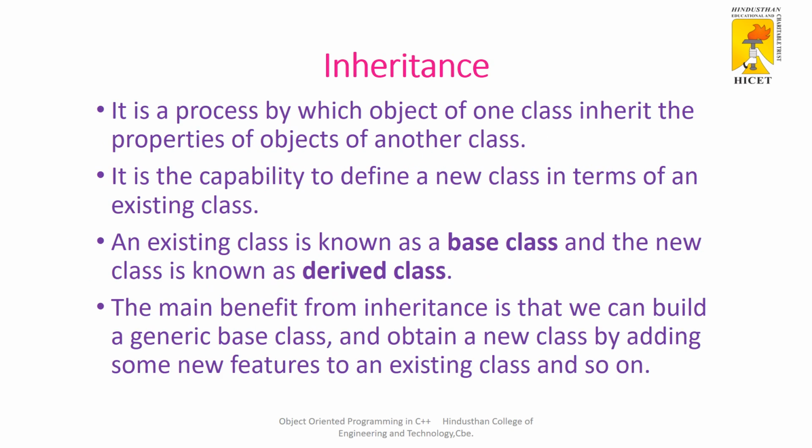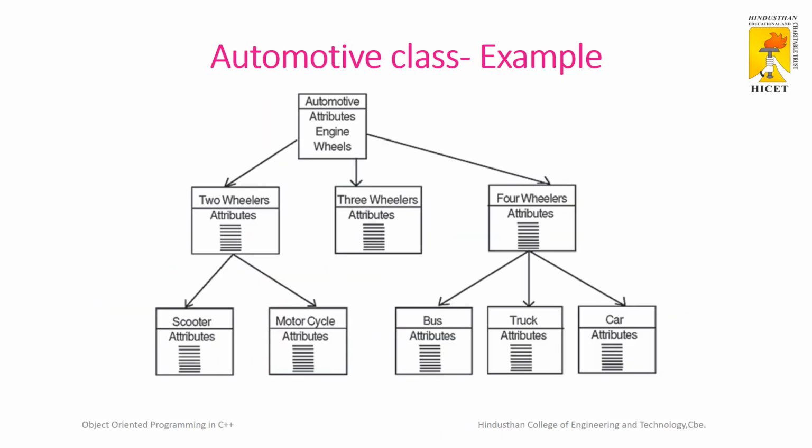Inheritance. It is a process by which an object of one class inherits the properties of an object of another class. It is the capability to define a new class in terms of an existing class. An existing class is known as the base class and the new class is known as the derived class. The main benefit of inheritance is to build a generic base class and obtain a new class by adding some new features to an existing class and so on.